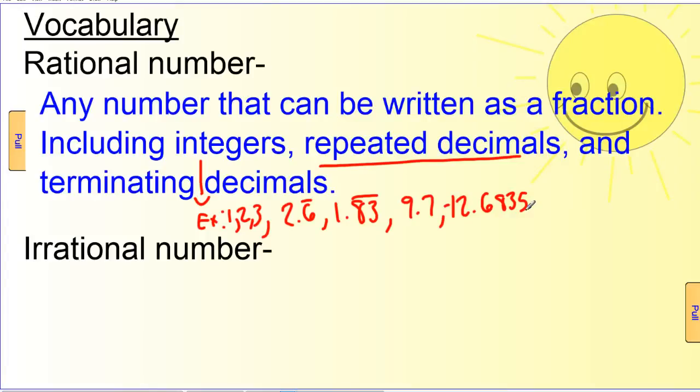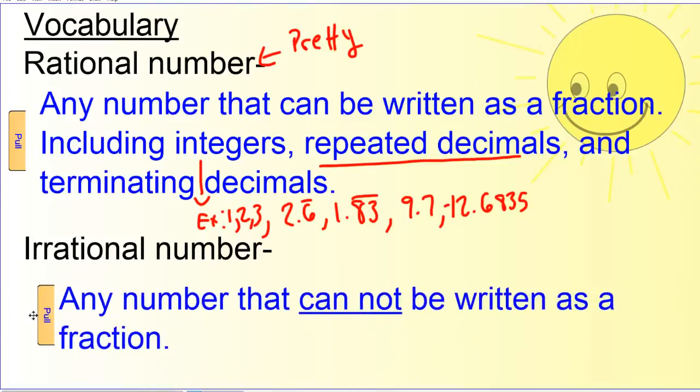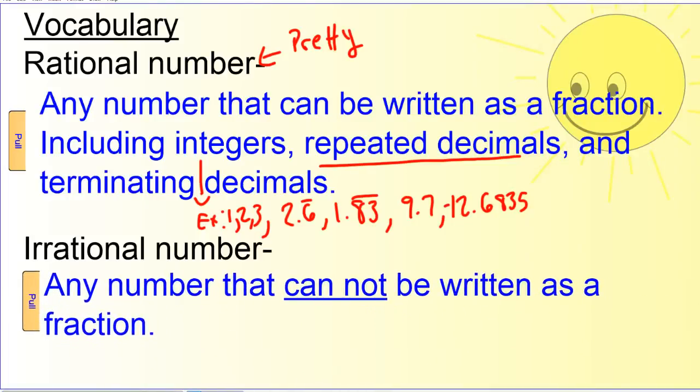And that's actually one way that I look at this. In my mind, I think of rational numbers as pretty numbers. They don't go on forever. Actually, they can, I guess, if they're repeated. But if they do go on forever, they at least have a repeating pattern. They're not just a big, jumbled mess of decimals. And that's kind of, in my mind, how I picture irrational numbers. Irrational numbers are any number that cannot be written as a fraction.